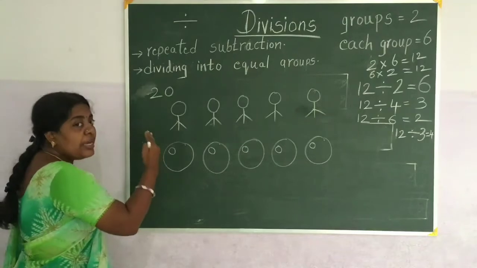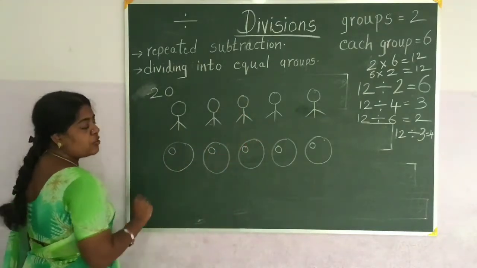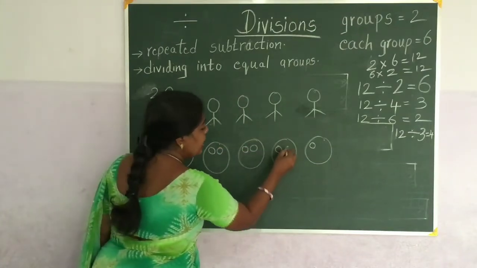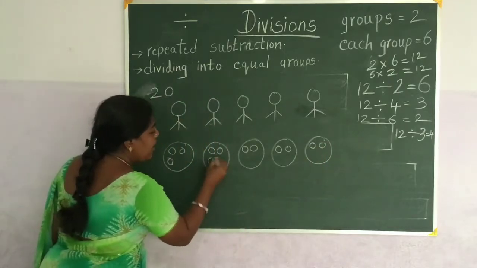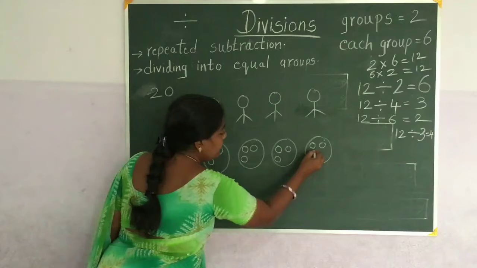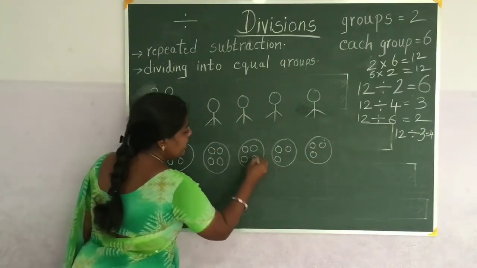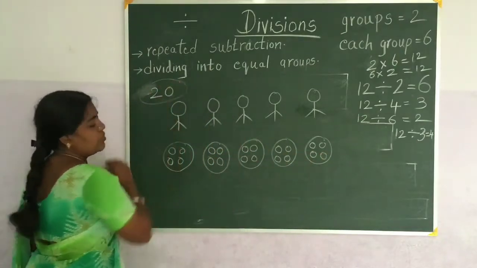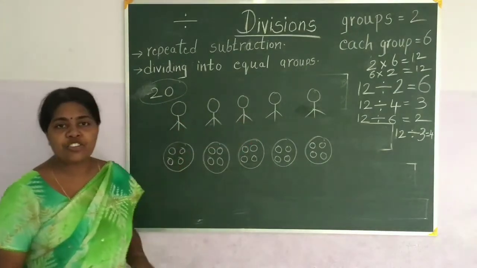So I am keeping one laddu for each child. Now 5 laddus are completed. 6, 7, 8, 9, 10. 11, 12, 13, 14, 15. 16, 17, 18, 19, 20. So I completed 20 laddus. So I distributed 20 laddus for 5 children.